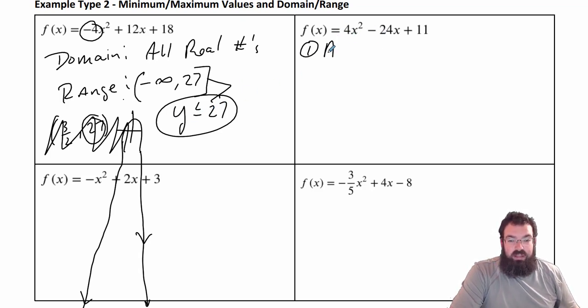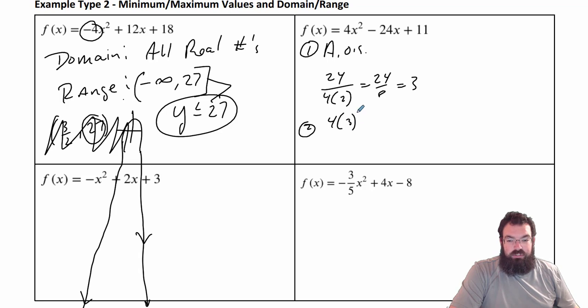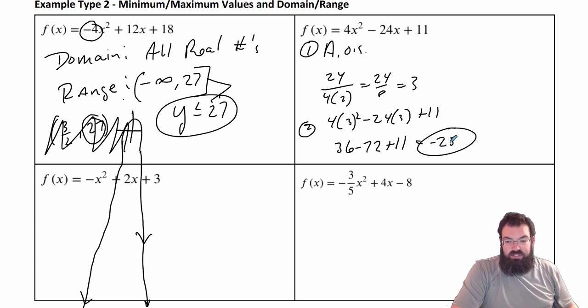Min-max. Remember, the first thing I got to do is find the AOS. So it's 24 over 4 times 2. So 24 over 8. So 3 is the AOS. We got to plug it in. 4 times 3 squared minus 24 times 3 plus 11. 9 times 4 is 36. 36 minus 72 plus 11. Negative 36 plus 11 is negative 25. So this is the min or max. What's happening to the graph? The graph is looking like this because A is positive. So that means negative 25 is going to be down here, and it's a minimum value.